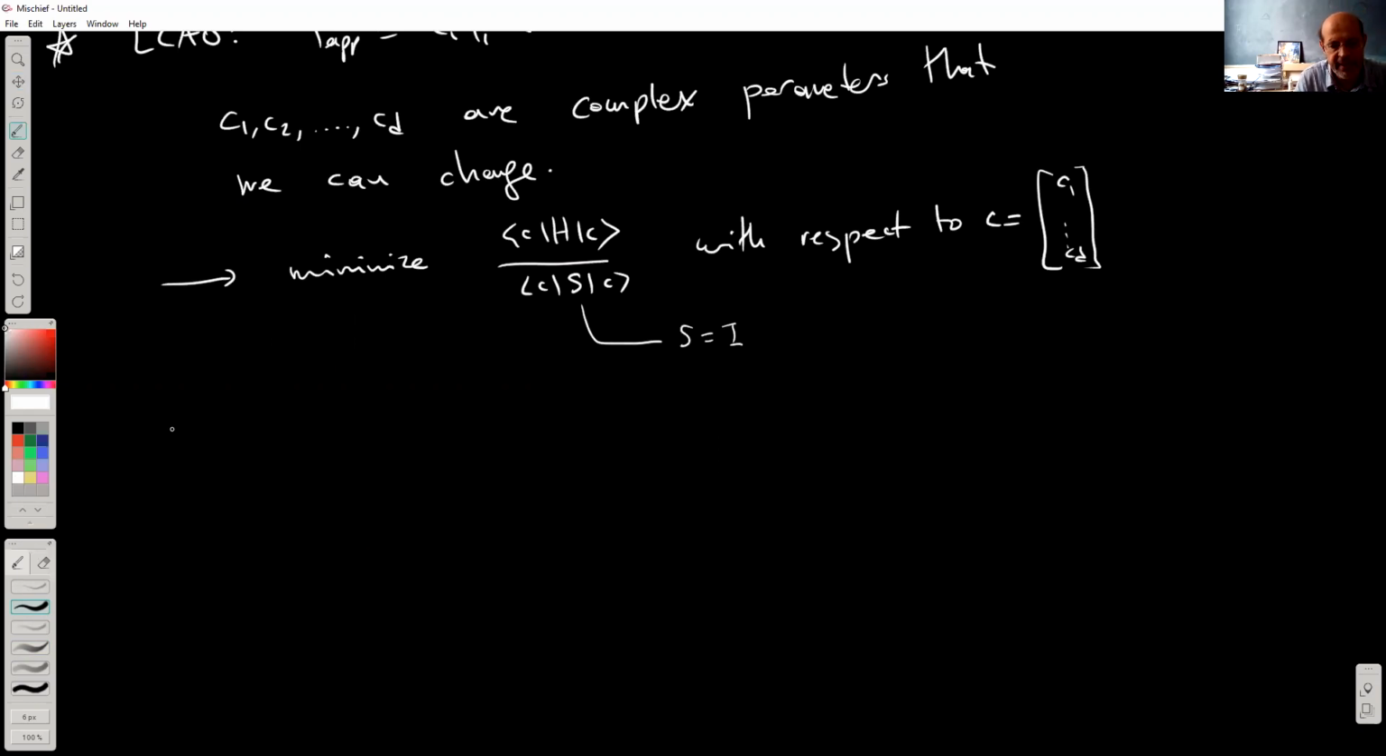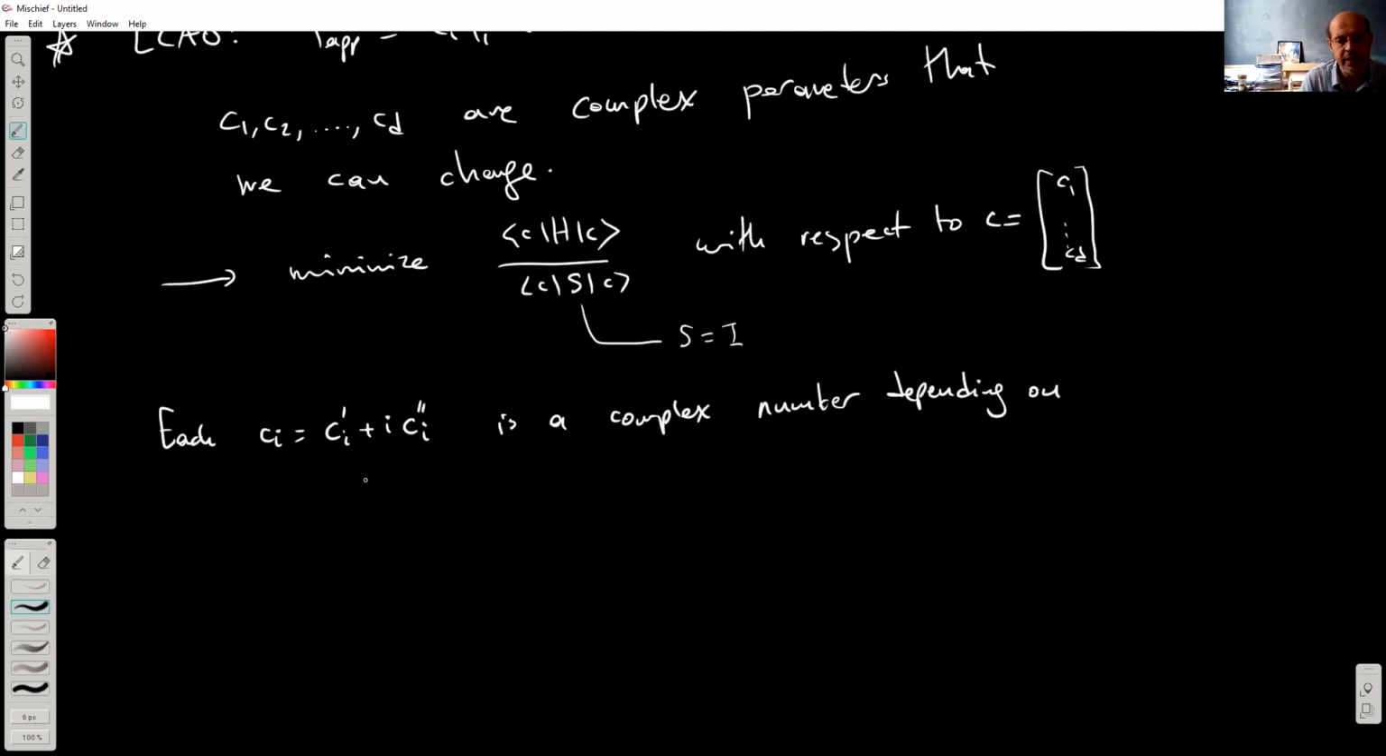Well, basically, each Ci, each of these numbers, is actually a complex number with a real and an imaginary part. I mean, it just depends on two parameters, right? Each Ci is a complex number depending on two real parameters. Okay, so this is kind of a convention.